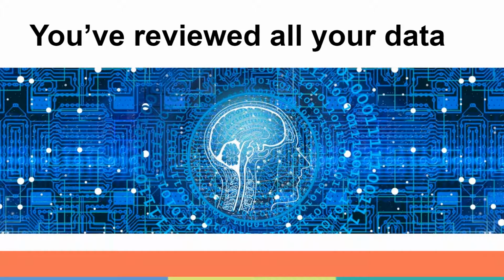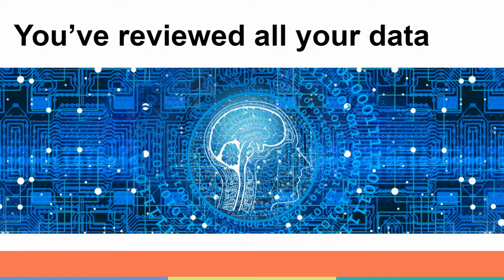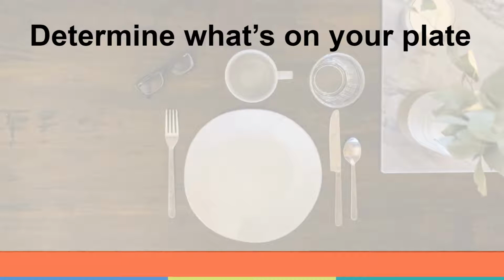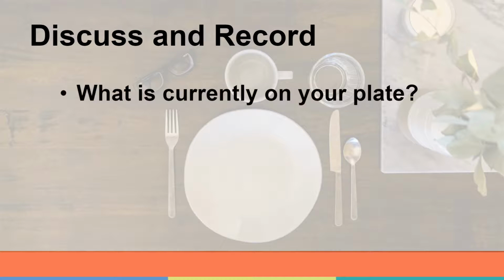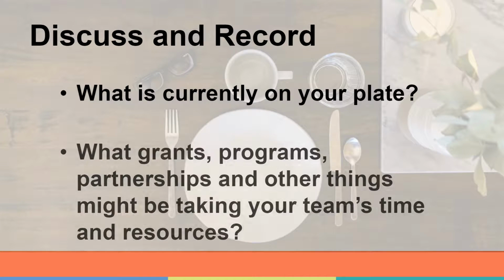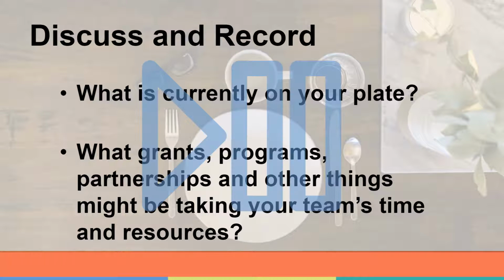Welcome back. Your team has just used their collective brain power to review the data that you brought with you today. Let's pause from thinking about data and prepare for our improvement planning discussion by determining what's on our plate. Discuss the following prompts with your team and record answers in a space where everybody can see. What is currently on your plate? What grants, programs, partnerships, and other things might be taking your team's time and resources? Pause the video and record all the items on your team's plate.